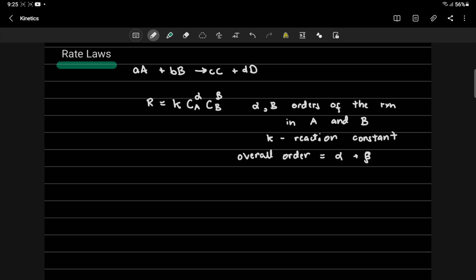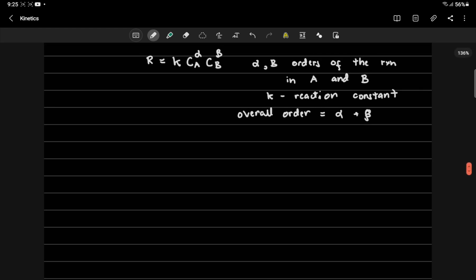So for example, if the reaction is first order in A, then our rate law expression will be R equals K times CA. And take note that CA has 1 as its exponent kasi nga first order in A. Okay, ibig sabihin alpha equals 1.